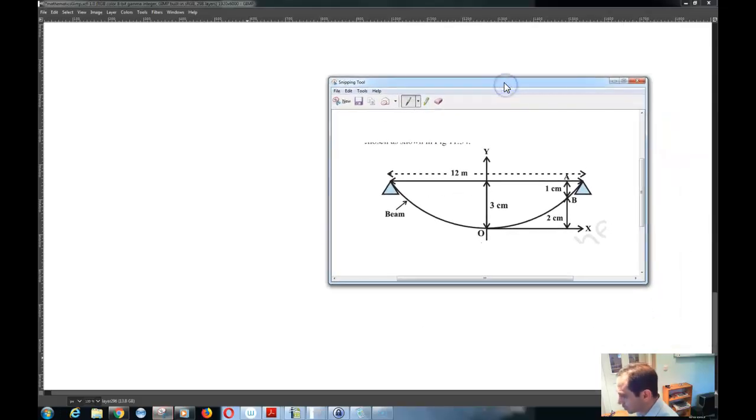So now suppose that this is the exact situation that there is in the book. If I take this as the x-axis, this point over here, and this as the y-axis, and at this point the height is 3 centimeters, and this length is 12 meters apart.